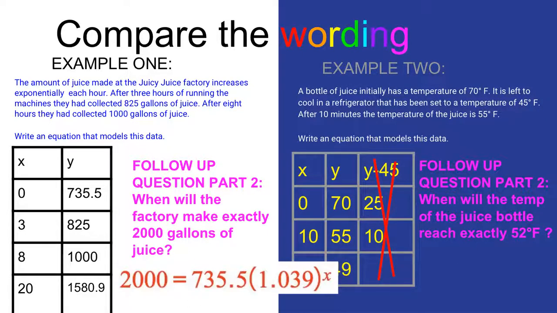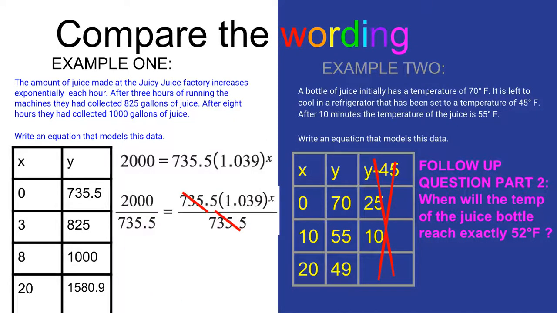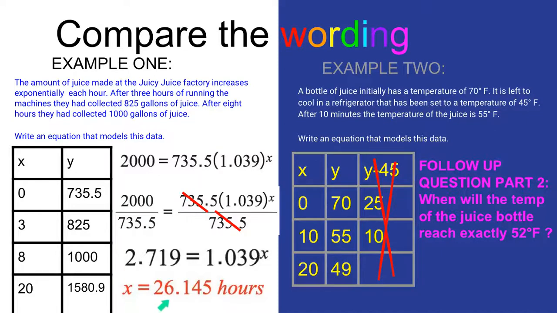I set it up as I'm finding a y value because I want to know when it reaches 2,000. That's why I put it on the y side of the equation, and I'm going to divide and solve and have to use logarithms. So I divide out the 735 on both sides, then I end up with these numbers. 2.719 equals our multiplier, and this is where logs come in. You need to log both sides, or you need to log base both sides, however you choose to solve these problems, and you end up getting x equals 26.145 hours.